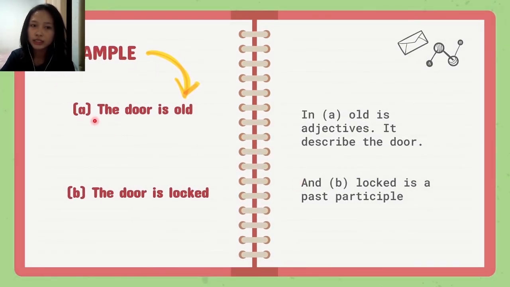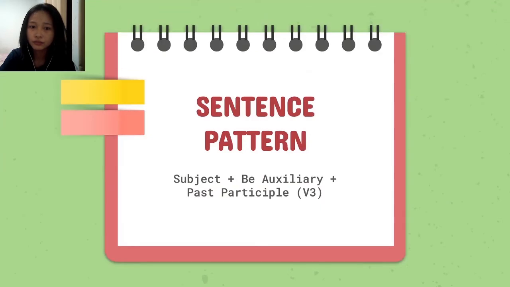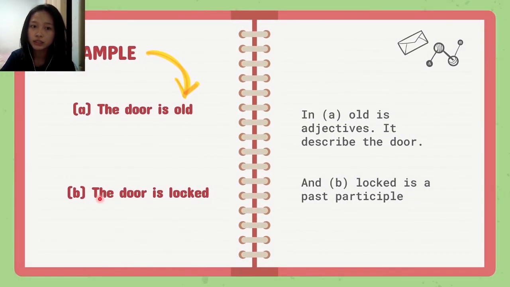For example, A, the door is old. In A, old is an adjective, it describes the door. And B, the door is locked. In B, locked is a past participle of verb 3, like the sentence pattern: subject plus be plus past participle of verb 3. So in this sentence, the door is the subject, is is the be, locked is the past participle.